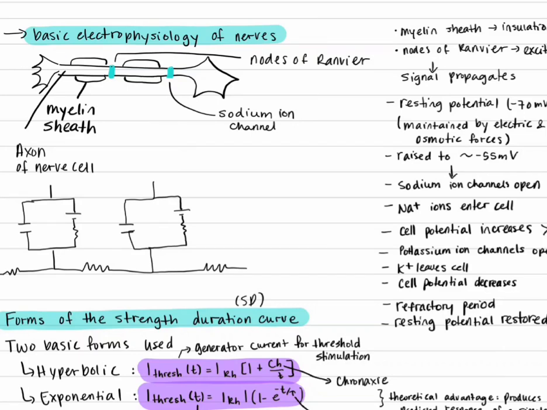to a point where potassium ion channels open and potassium leaves the cell, where the cell depolarizes, after which a refractory period occurs and then the resting potential is restored.